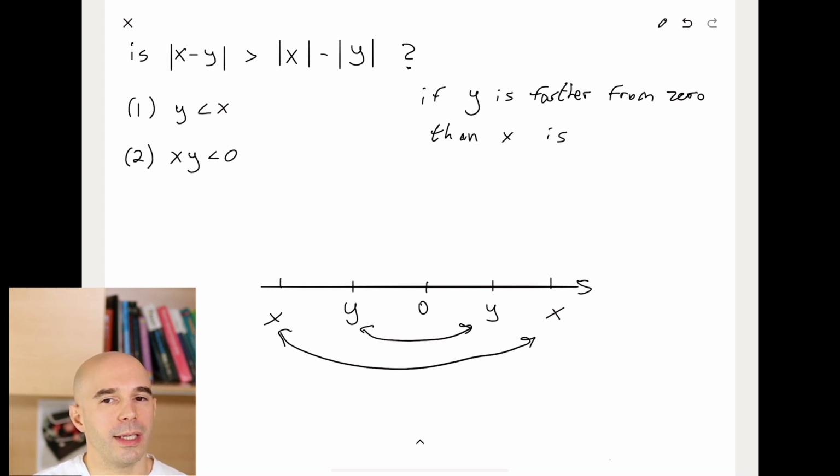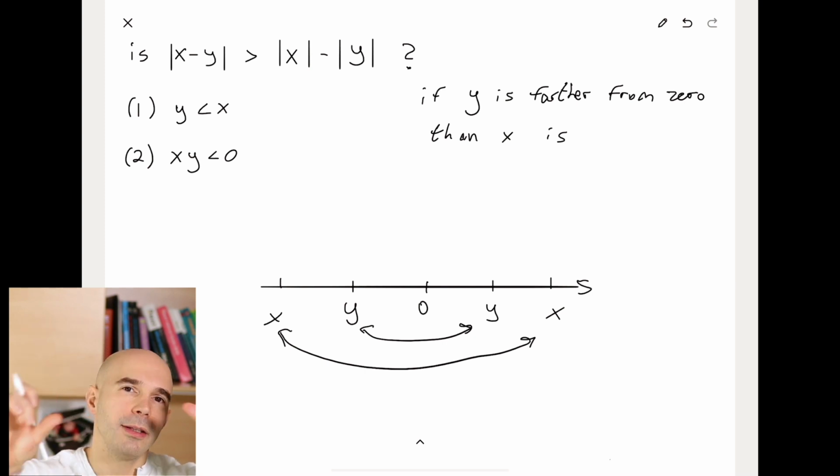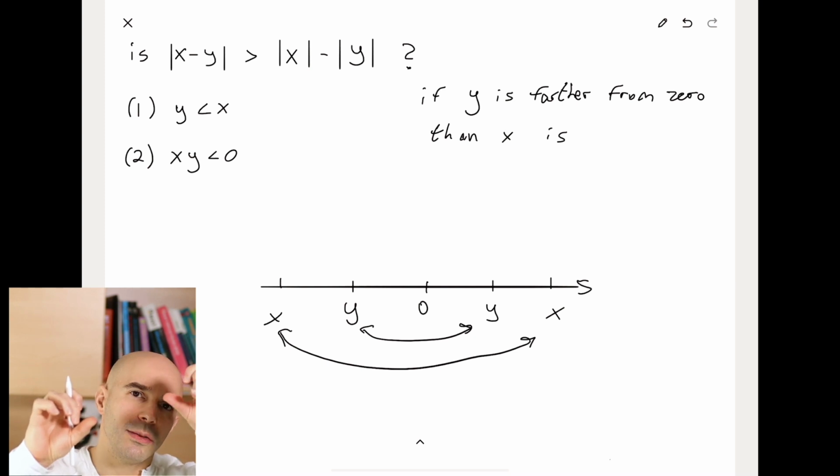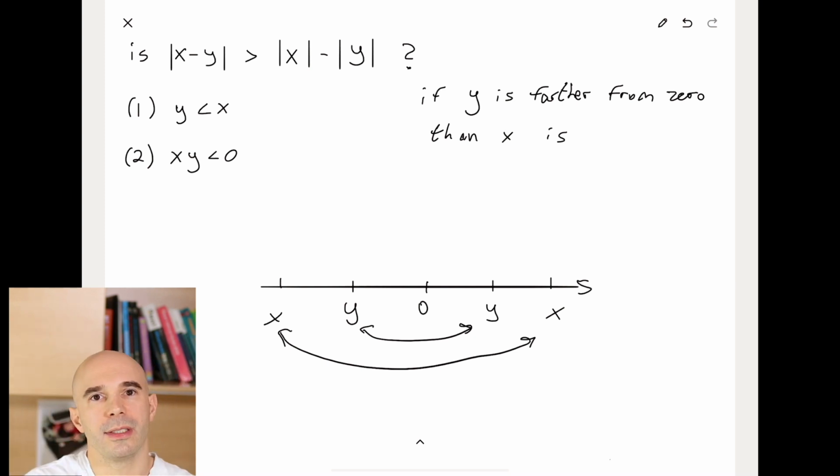Is there a way to also get a yes if x is farther away from 0 than y is? Is there still a way to get a yes? And what I want you to think about for that, what kinds of values would I take for x and y so that the distance between them is greater than the difference between one of their distance from 0 and the other one's distance from 0? Would having x and y on opposite sides of 0 be a way to kind of maximize the distance between them versus if they were both on the same side of 0?